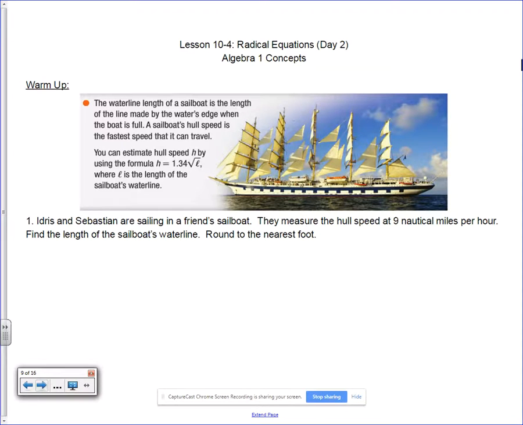It says the water line length of a sailboat is the length of the line made by the water's edge when the boat is full. So let's say this boat is full. The water line length is where that boat meets the water line. Is that okay for everybody? A sailboat's hull speed is the fastest speed that it can travel. You can estimate the hull speed, h, by using that formula. Does everybody see that formula?